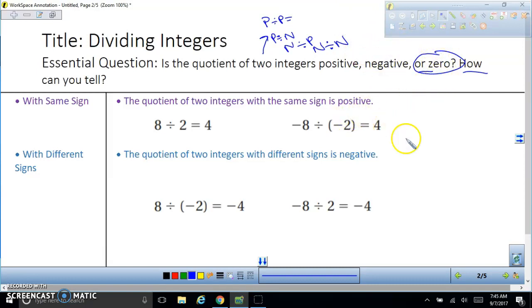So let's go ahead and start it. What we've been learning about the last week is all about the sign. So make sure you're paying attention to the sign, because I know you guys can add, subtract, multiply, and divide. But now I want you to pay attention to what sign that's going to be.